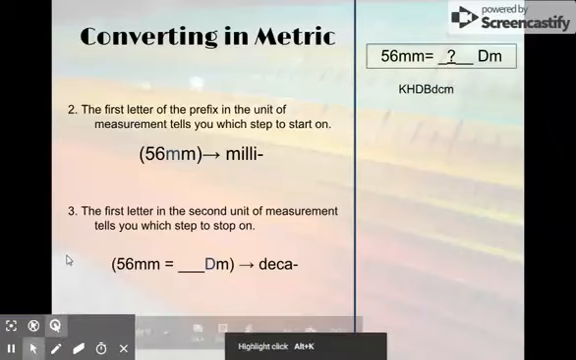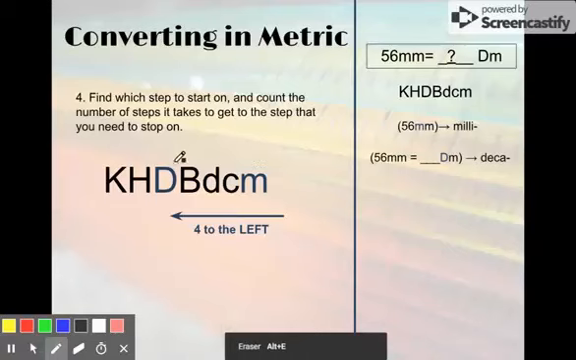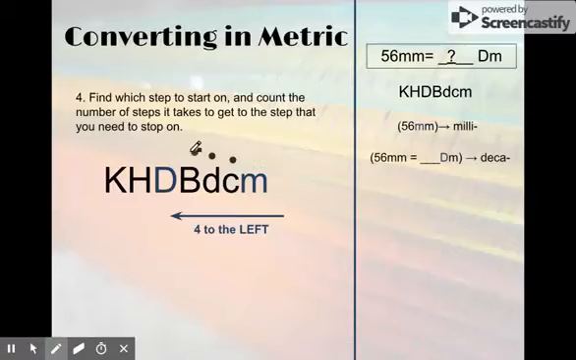Okay, step 4 then, we're going to count to see how many away they are. So between milli and deca, there's 1, 2, 3, 4 spaces we need to move. And we're going left. So this is going to tell us how we're going to move our decimal point. So our decimal point is going to be moved 4 to the left.